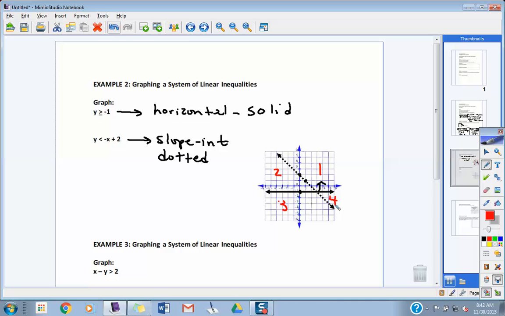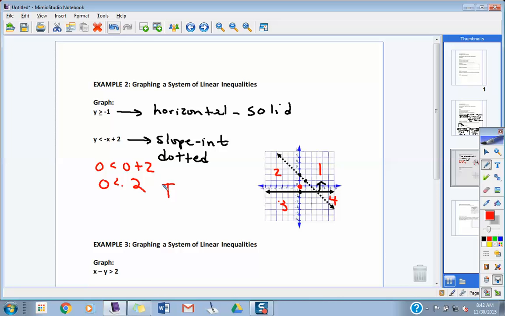So what I'm going to do again is I'm going to take this point right here, 0, 0, and I'm going to plug that in for my second function. This becomes the following: 0 less than 0 plus 2. All I've done is taken the 0 for x and a 0 for y, plug those in, and I get a statement that says 0 is less than 2. Is that statement true or false? That is true.